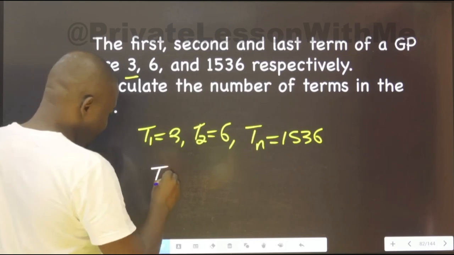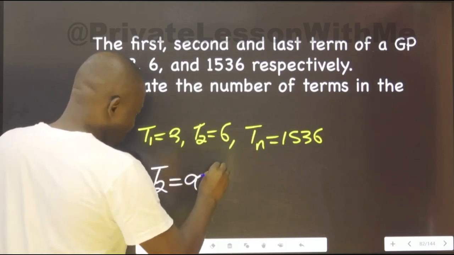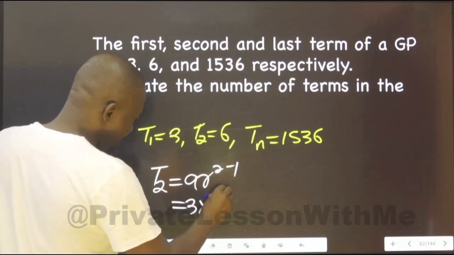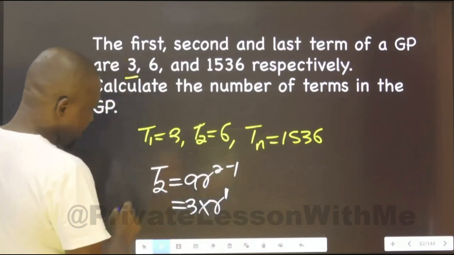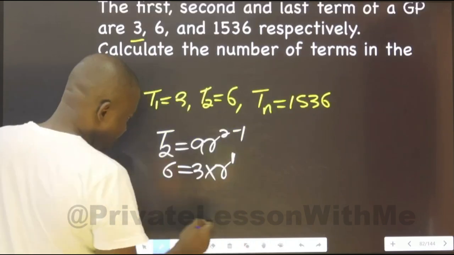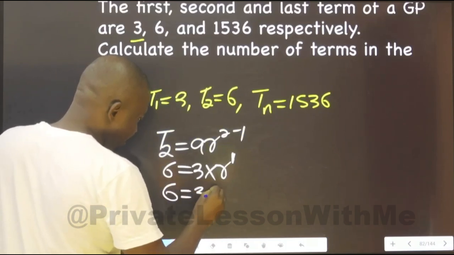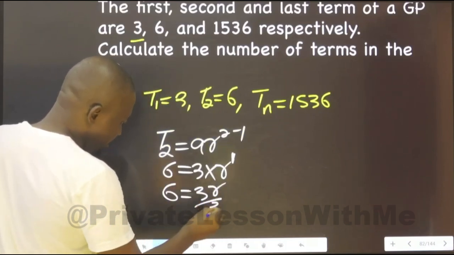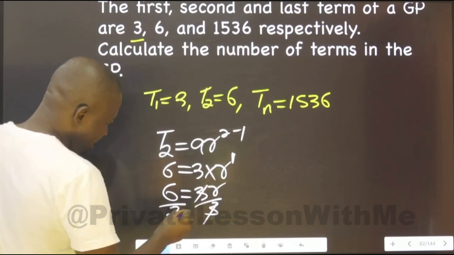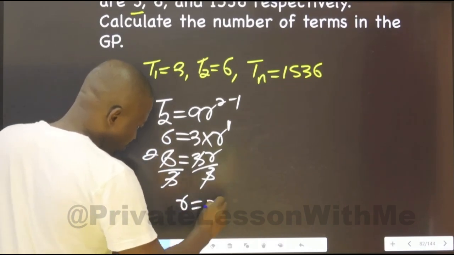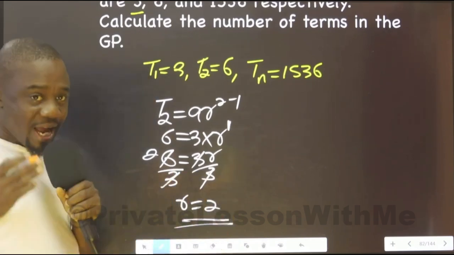The second term equals ar to the power 2 minus 1, which is the first term, 3, multiplied by r. This is 1. What is the second term? The second term is 6. Before we divide both sides by 3, let's just bring this to be 3r. Divide both sides by 3. R, therefore, you agree with me, is 2. We now have r as 2.